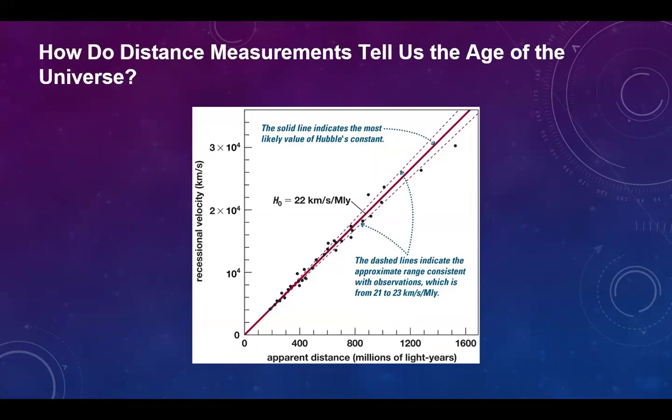One of the fun things is, if you have an expanding universe, you can run that expansion backwards and figure out how old the universe has to be. So, what do these distance measurements tell us about the age of the universe? Well, if we find Hubble's constant and assume that the expansion is constant, then if everything is expanding at 22 kilometers per million light years, we can run that expansion backwards. All you really need to do is take Hubble's constant as 22 kilometers per second per million light years.